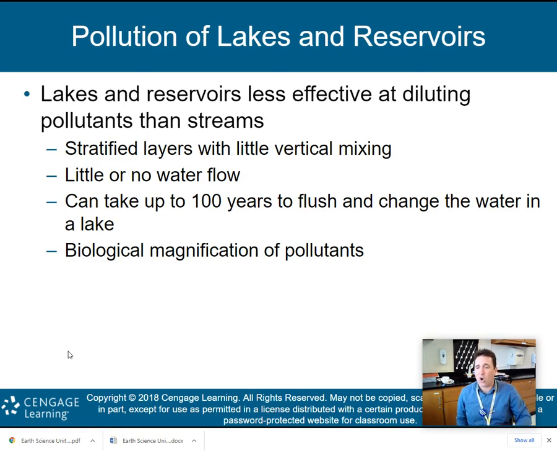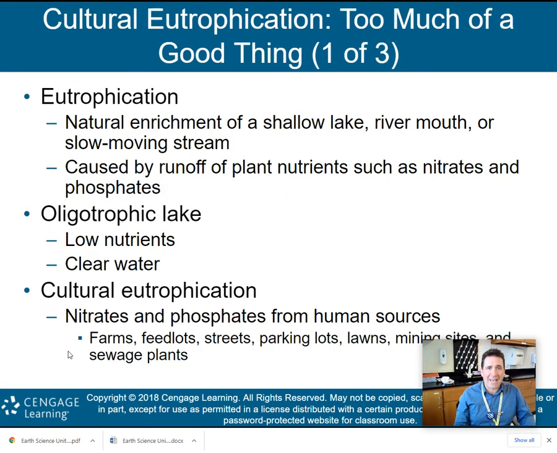In addition, this also causes biological magnification of pollutants as the pollutants go through the food chain in that lake, because obviously we're not getting rid of the pollutants quickly like we are in a stream. So this leads to that biological magnification. Some terms that I know we've used before: eutrophication is the natural enrichment of a shallow lake, river mouth, or slow-moving stream caused by the runoff of plant nutrients such as nitrates and phosphates.